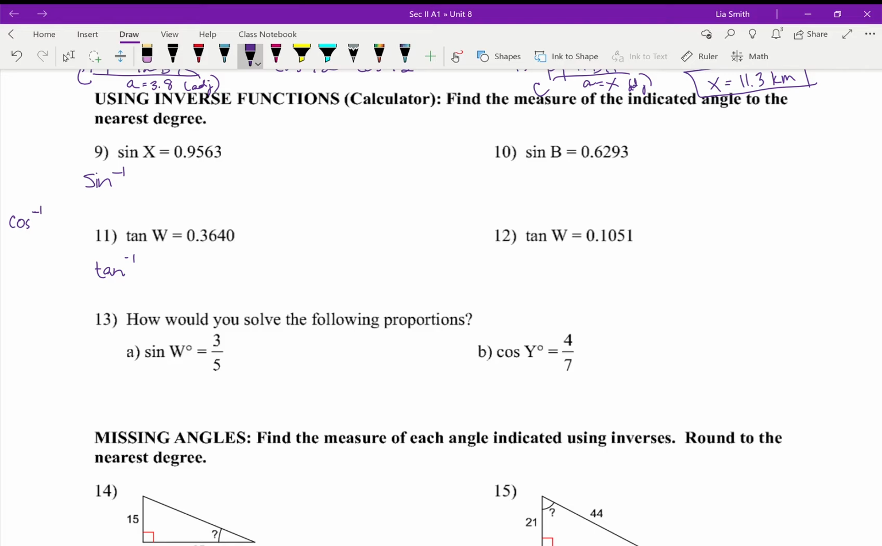So these inverse functions allow us to undo the original sine function. So if I want to find x, I take the inverse sine and then I put in the ratio. So the inverse sine of 0.9563, and I would type that in to my calculator. On most calculators, you're going to use the second button, and you'll see that sine -1 just right above the regular sine button. I'm going to show this to you on Desmos.